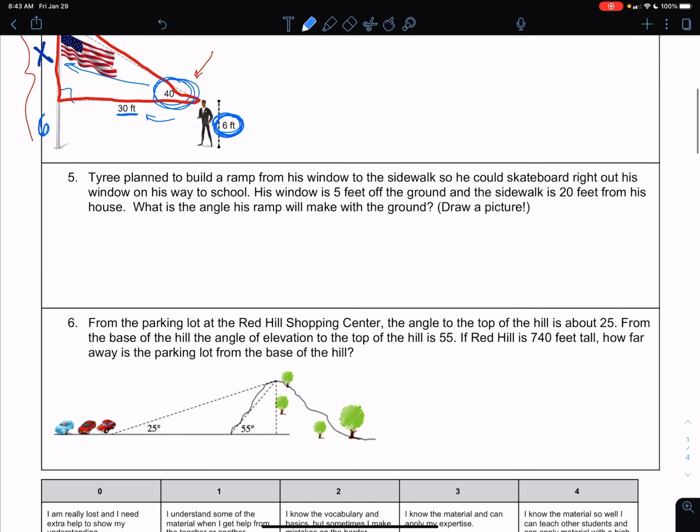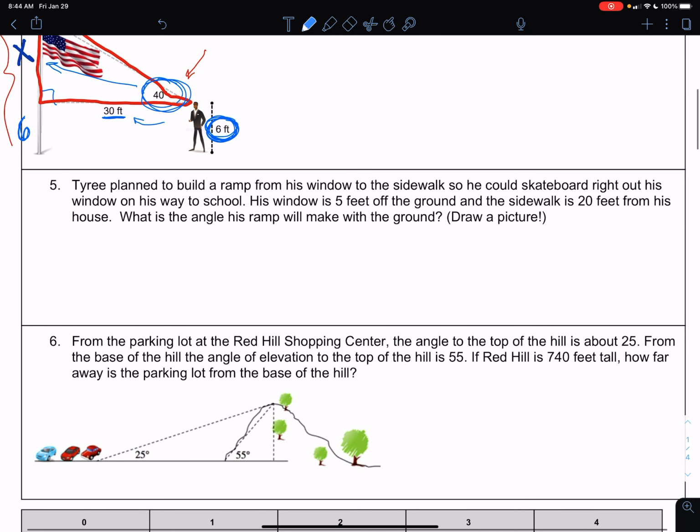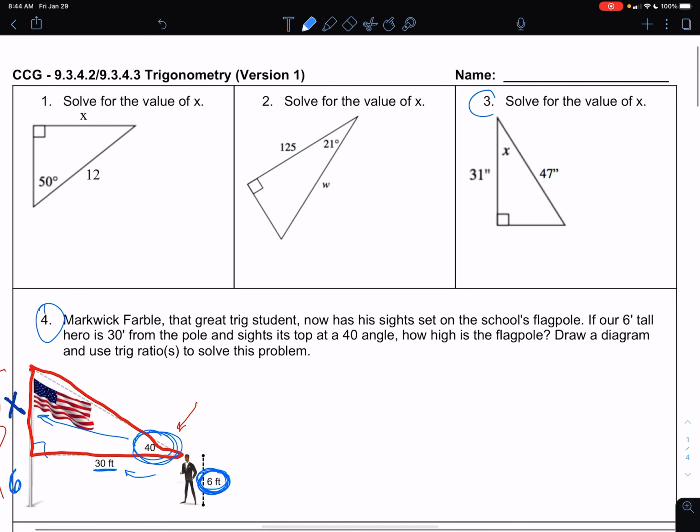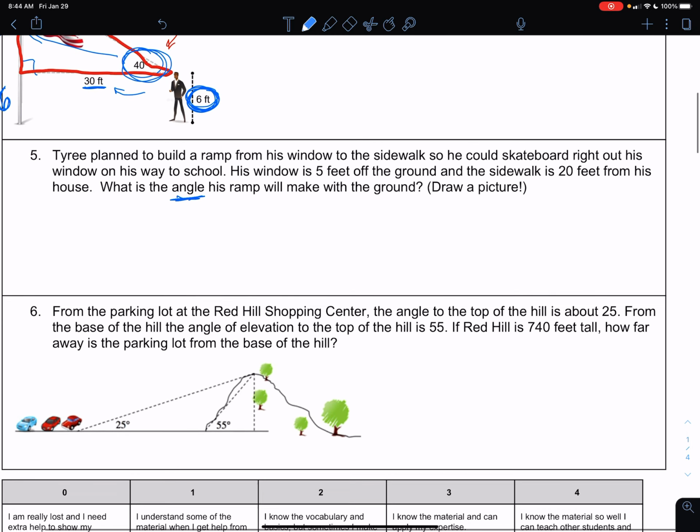Now, let's move on to problem 5. Tyree planned to build a ramp from his window to the sidewalk so he could skateboard right out of his window on the way to school. His window is 5 feet off the ground, and the sidewalk is 20 feet from his house. What is the angle his ramp will make with the ground? Angle is kind of like problem 3 up here, when you solved for this X. Ultimately, we'll do the same thing, but we need to be able to draw our triangle.